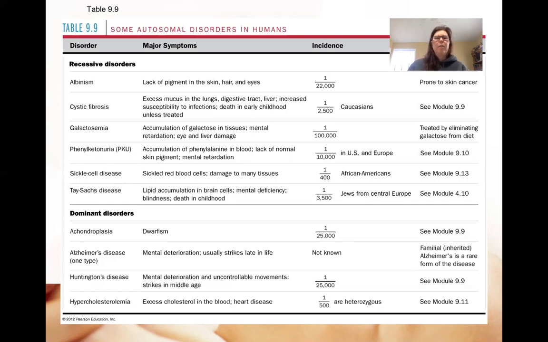Now, sickle cell, we've already talked about a little bit. And we'll get into some of that stuff when we talk about evolution, how it is actually a positive mutation if you're living in areas with malaria. So we have sickle cell disease and then Tay-Sachs.